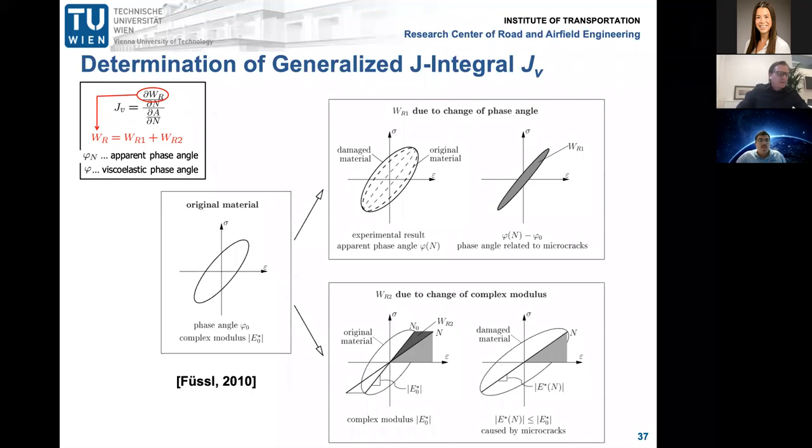And for a controlled stress test with a given stress amplitude sigma 0, these two contributions to the DPSE, the dissipated pseudostrain energy, can be calculated. So based on this separation, we can determine the generalized J integral.